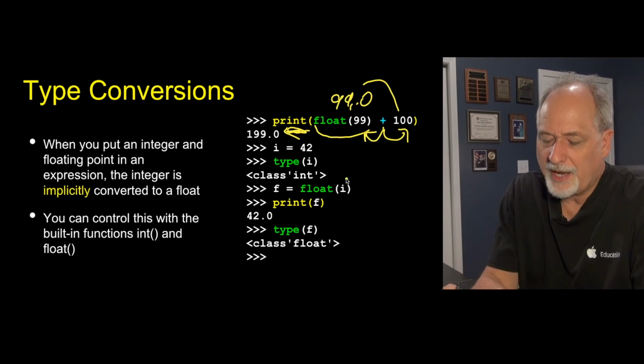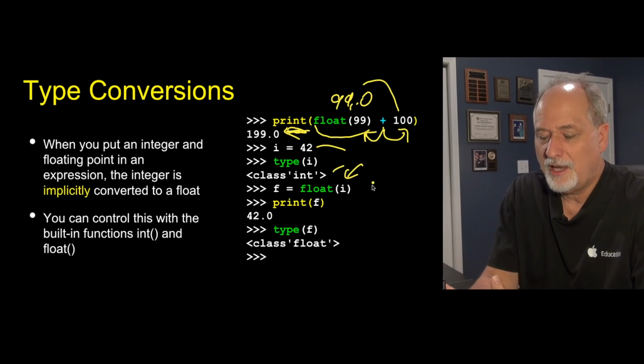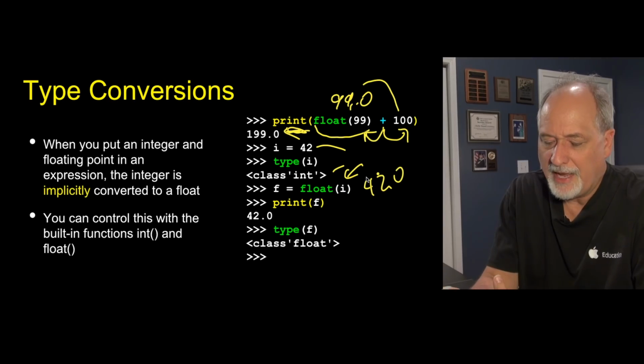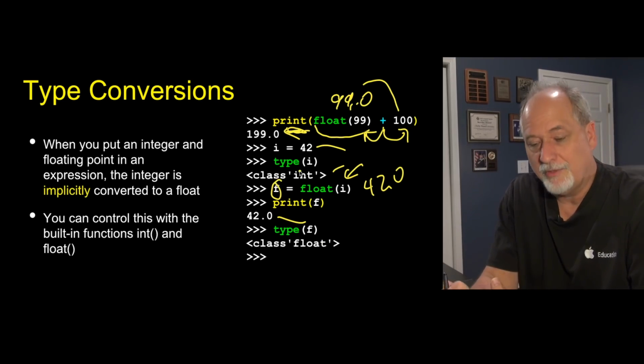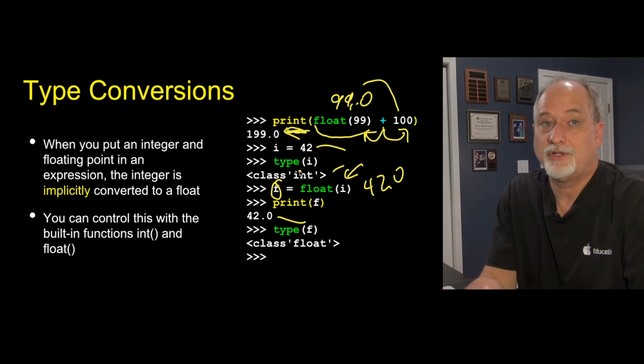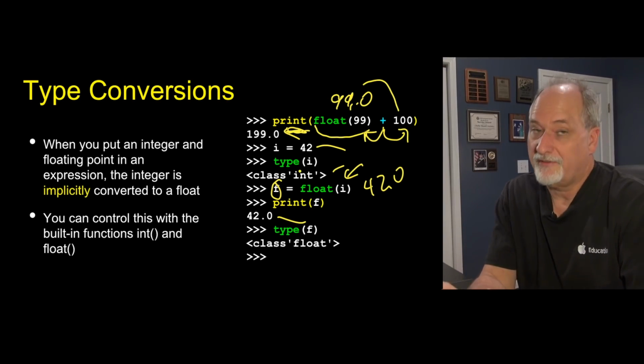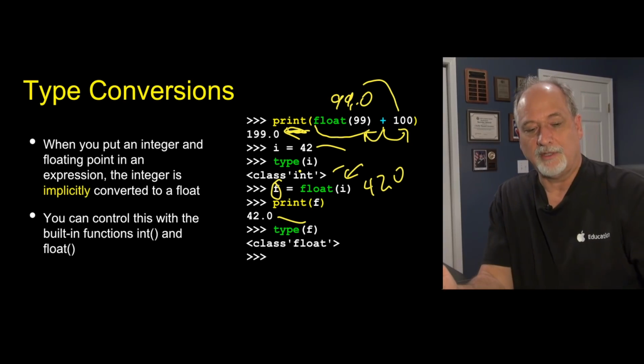I can also pass into the float function. I can say, take this variable I, which has a 42, also an integer, and then give me back a floating point. So that'll be 42.0. Pass that into F. We print it out, and it is indeed 42.0, and it's a float. And so it knows the type and value in any variable. This is an integer, a value 42. This is a float, a value 42.0.